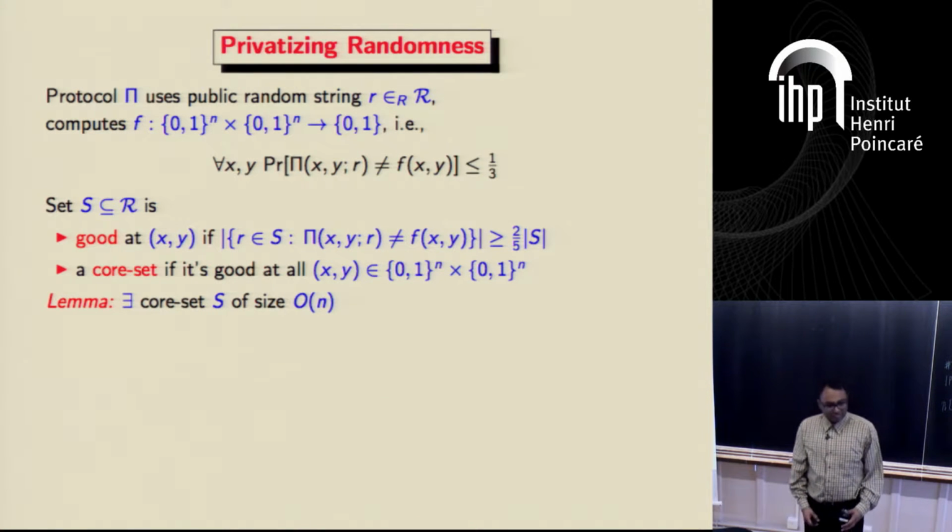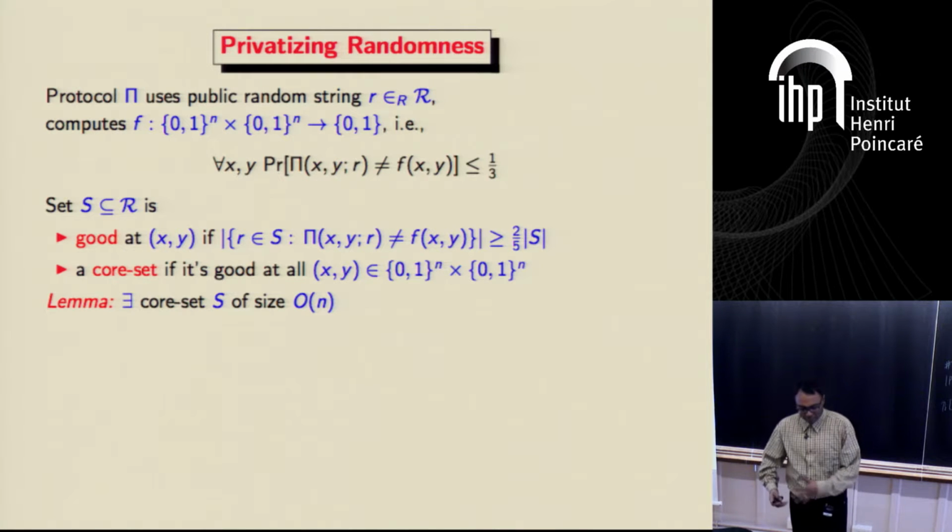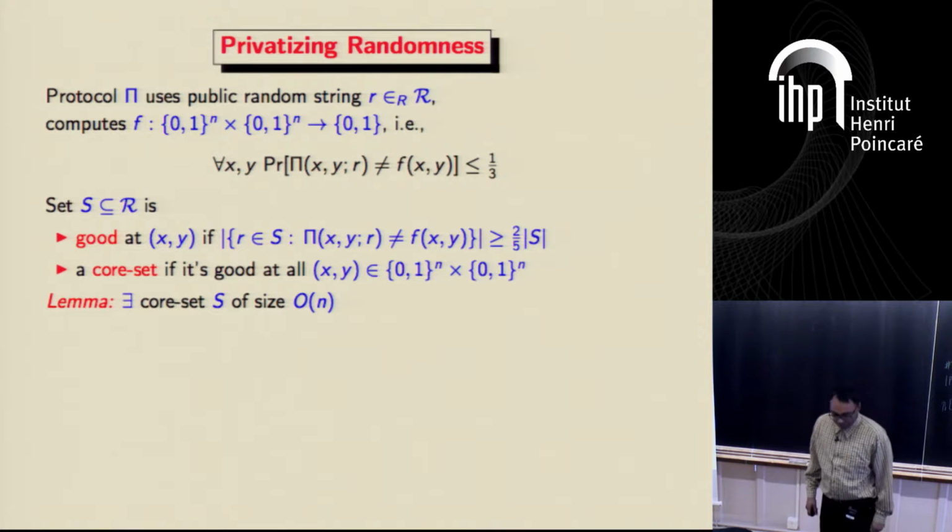So now we're trying to design a new protocol using pi. We'll change it in some way. Let script R denote the set from which pi draws its random string. Now we'll consider subsets of this set script R. This set could be a very large set.